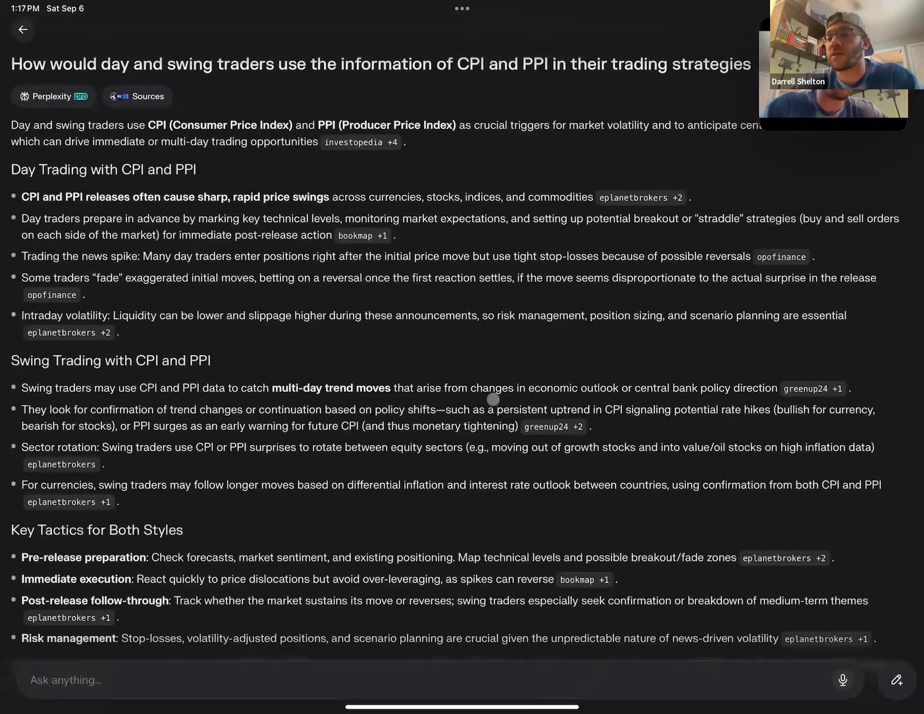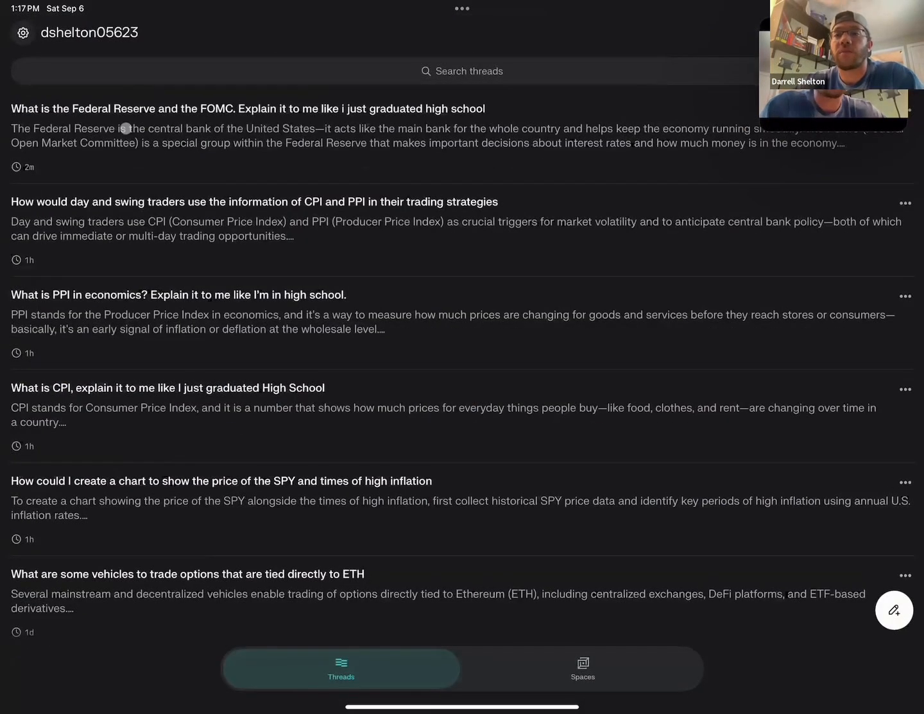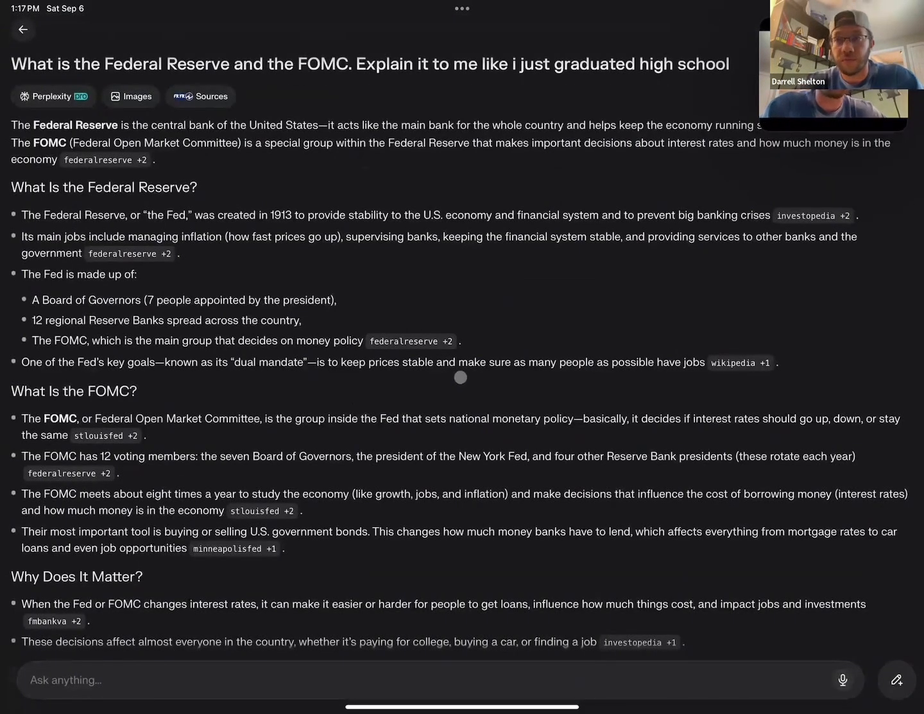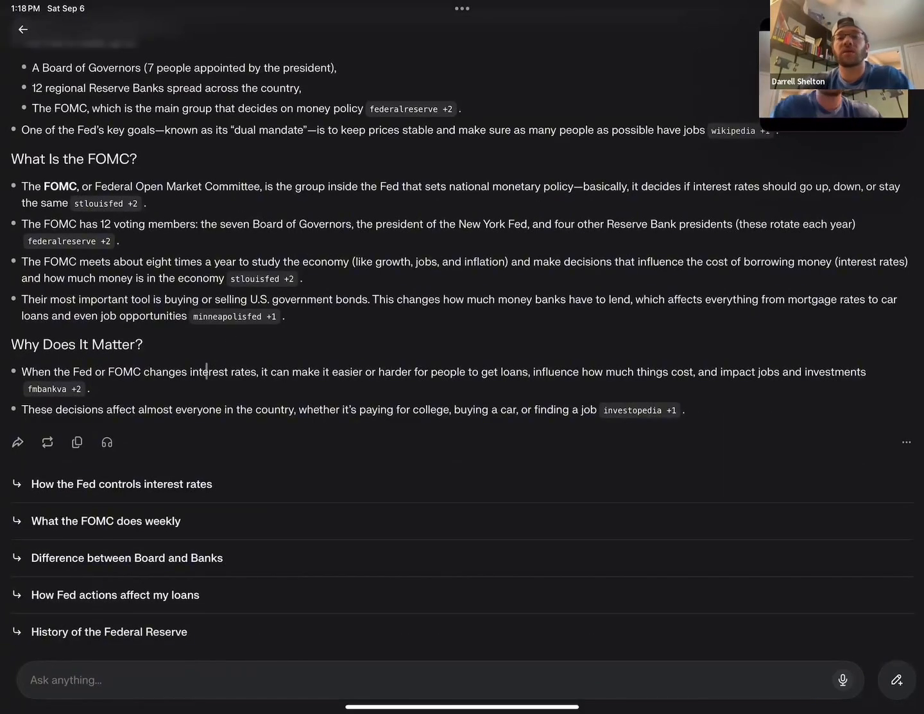They also mentioned, besides the economic data releases like CPI and PPI, central bank policy direction, and that's going to take us into our next little topic here with the FOMC and the Federal Reserve.